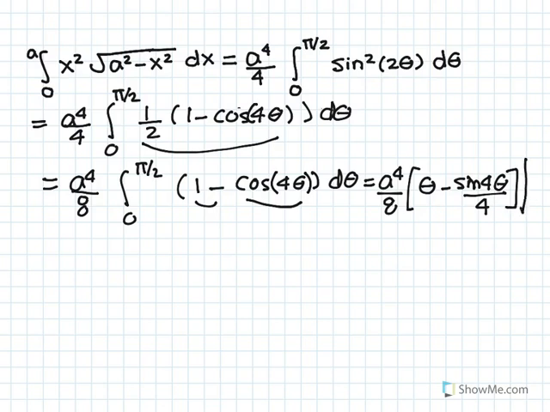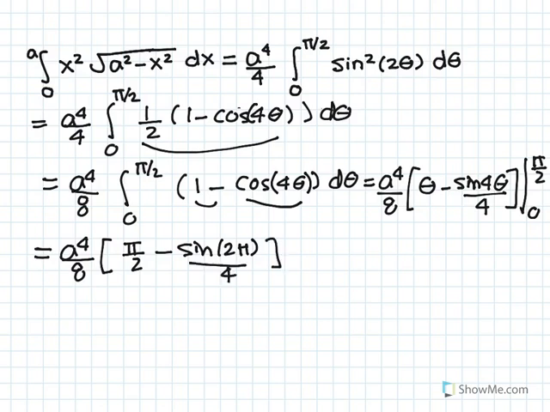And let's not forget the limits. Lower limit is 0, upper limit is pi over 2. Now we can apply the fundamental theorem of calculus and plug these limits in. So we get a to the fourth over 8 times, the upper limit is pi over 2 minus sine of 4 times pi over 2, which is sine of 2 pi, divided by 4, minus, and now let's put the lower limit. The lower limit is 0, theta is 0, minus sine of 0 over 4. Sine of 0 is just 0. Sine of any multiple of pi is 0.